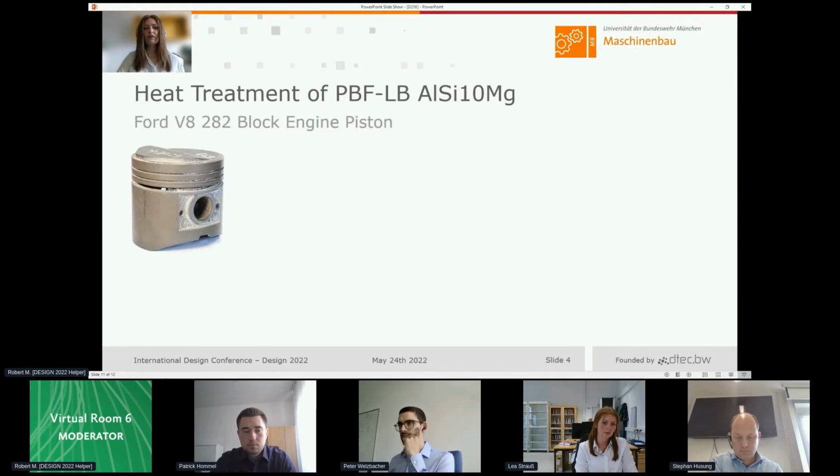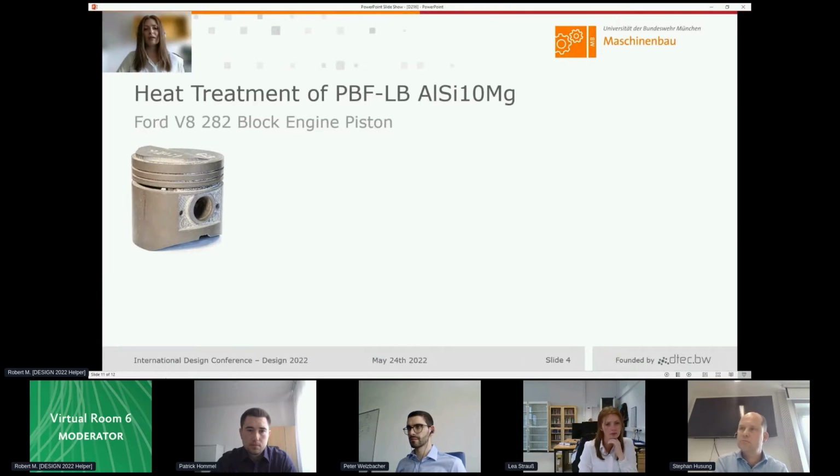In our study, we evaluated the effect of a T6-like heat treatment on unconventional geometrical AM features. And the aim was to investigate the effect on the hardness. For this, we took a closer look at this piston. This is a piston from a Ford block engine.